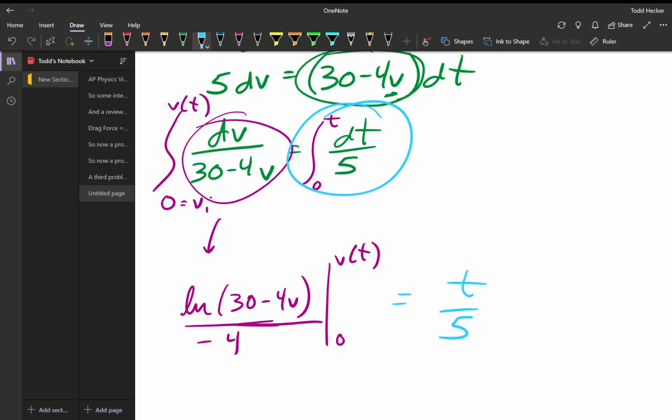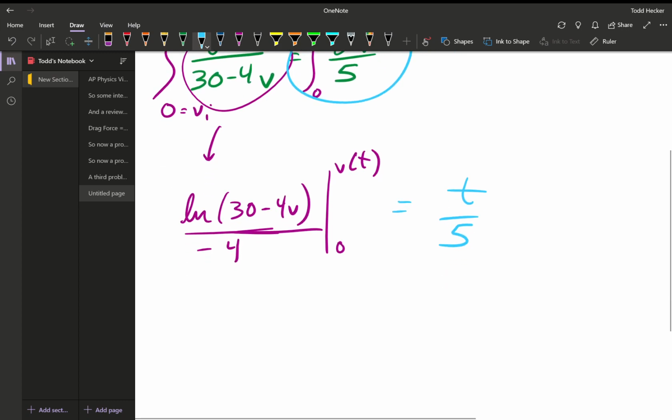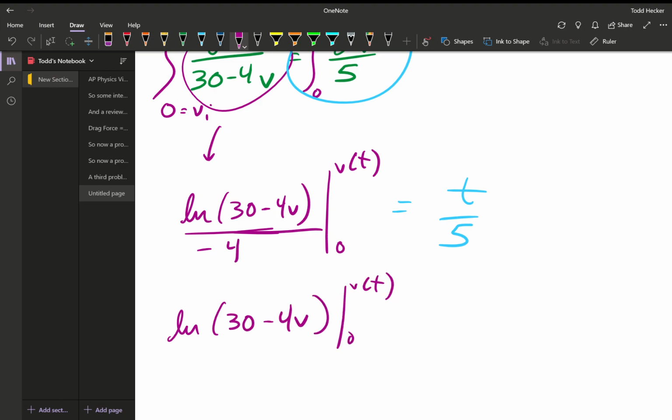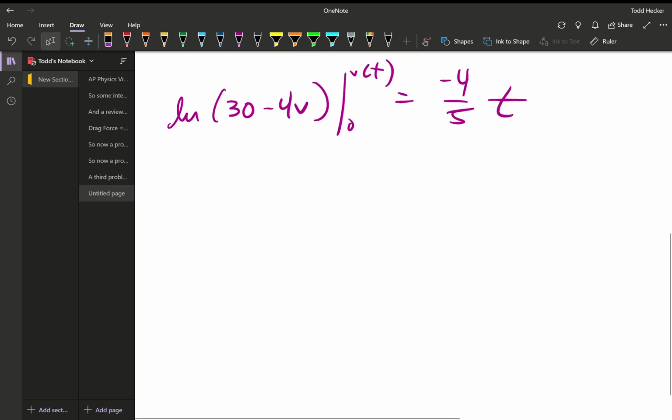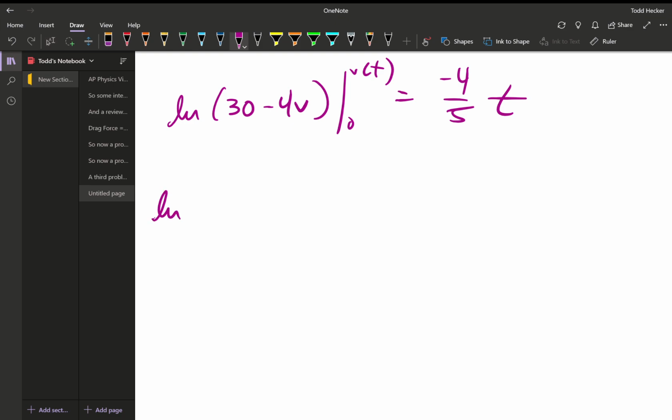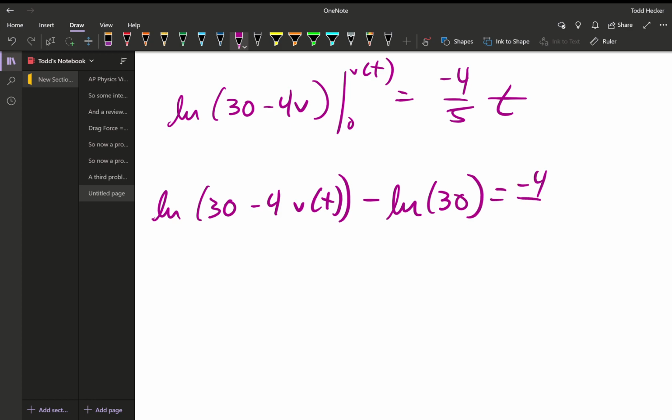So what are we going to do now? Let's get rid of this minus 4 by multiplying both sides by minus 4. Now I'm looking at the natural log of 30 minus 4v, evaluated at 0 and v of t, equals negative 4/5 t. Plugging in my numbers, I get the natural log of 30 minus 4v of t, minus the natural log of, if I plug 0 in, I'm just going to get 30, equals negative 4/5 t.